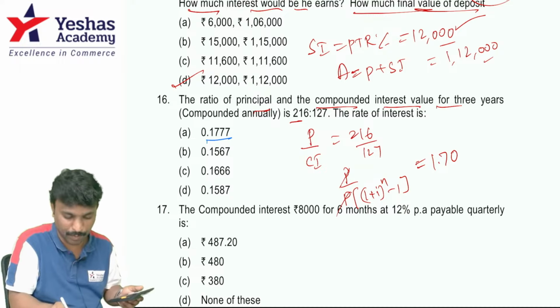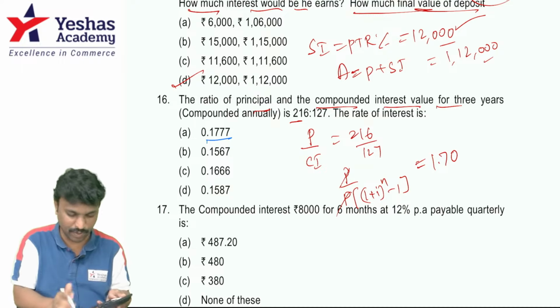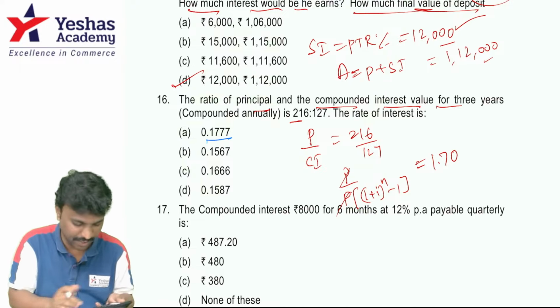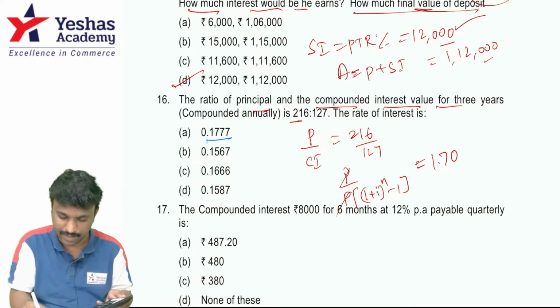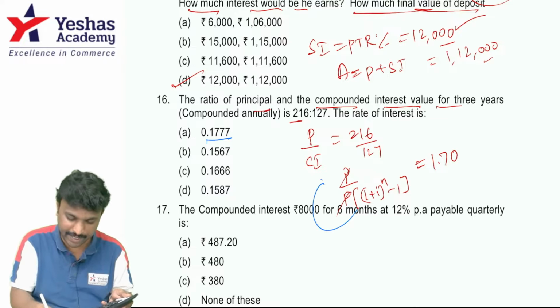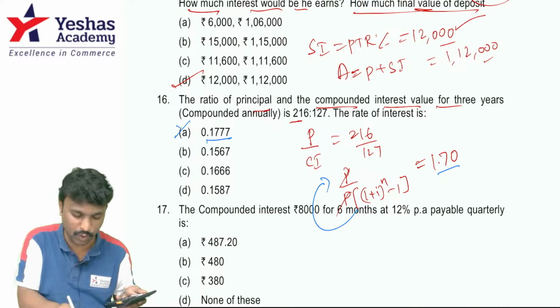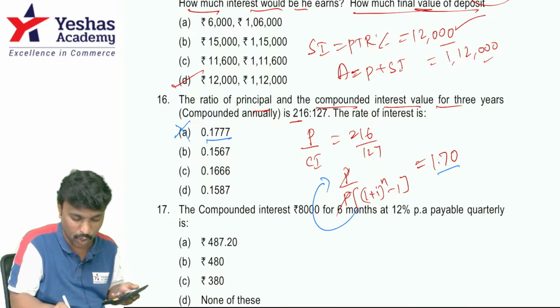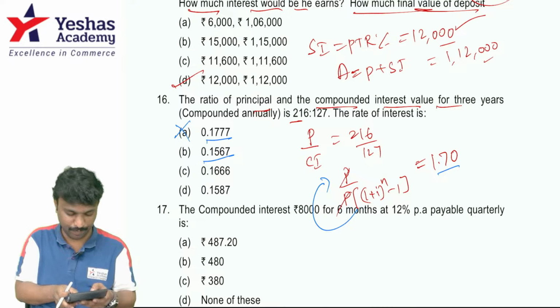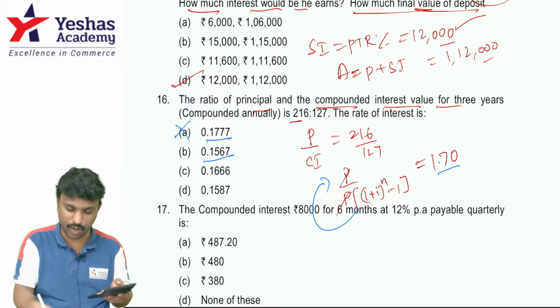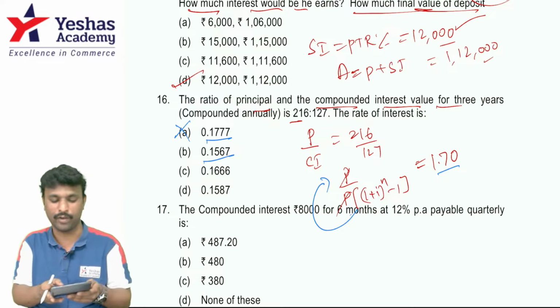So if I hit the first option, 1 plus, what is I? 0.1777. How many years? 3 years. Press into equal to twice, then minus 1. How do I take it up? Divide equal. I get 1.57. It is not 1.7. So option A doesn't satisfy. How about option B? 1 plus 0.1567, press into equal to twice, minus 1. Now how do you take it up? Divide equal. You get 1.82.